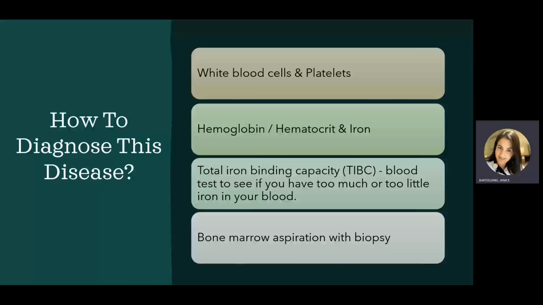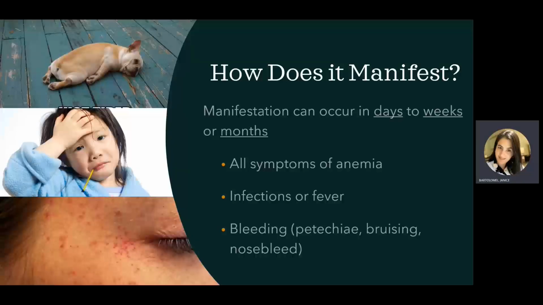So, how does it manifest? Well, it manifests by, again, no immunity, no coagulation. You might have petechiae, bruising, or nosebleeds, and then all your signs of anemia: your tiredness, your palpitations, your shortness of breath, etc. And this could happen in a matter of days to weeks to months, because as the bone marrow starts failing, you might see the symptoms become more common.